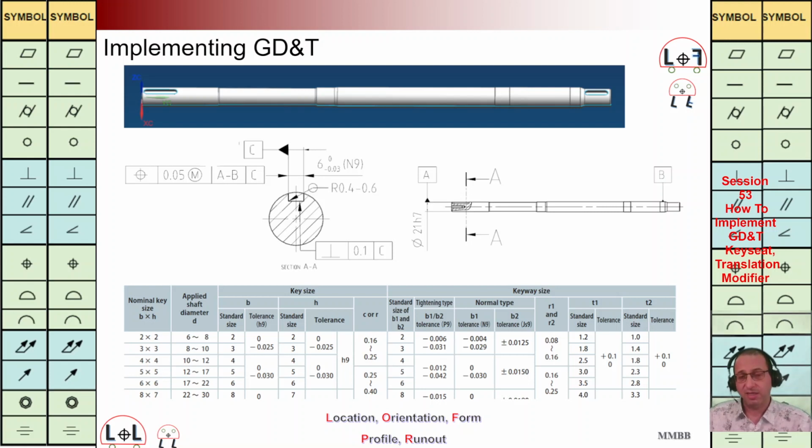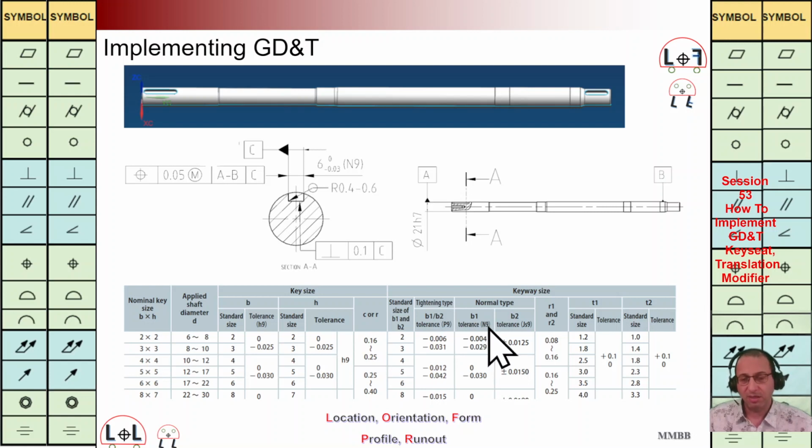The second FCF as needed for the key slot is this perpendicularity. We need to have these two FCFs for each key slot, positioning and perpendicularity. And based on the standard, how we are going to assemble it, is it free tolerance or clearance or interference? We are going to assign what should be the tolerances. For example, here in JIS they say H9, and let's say P9, N9.